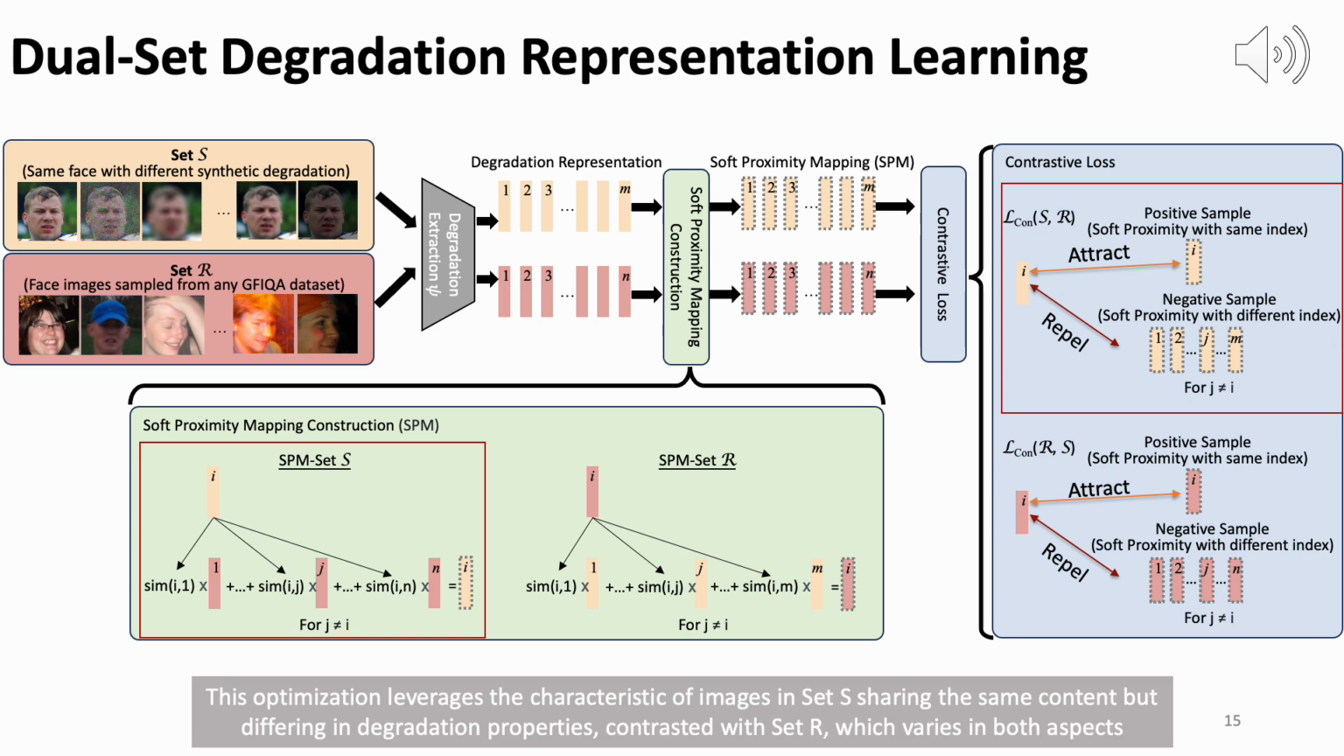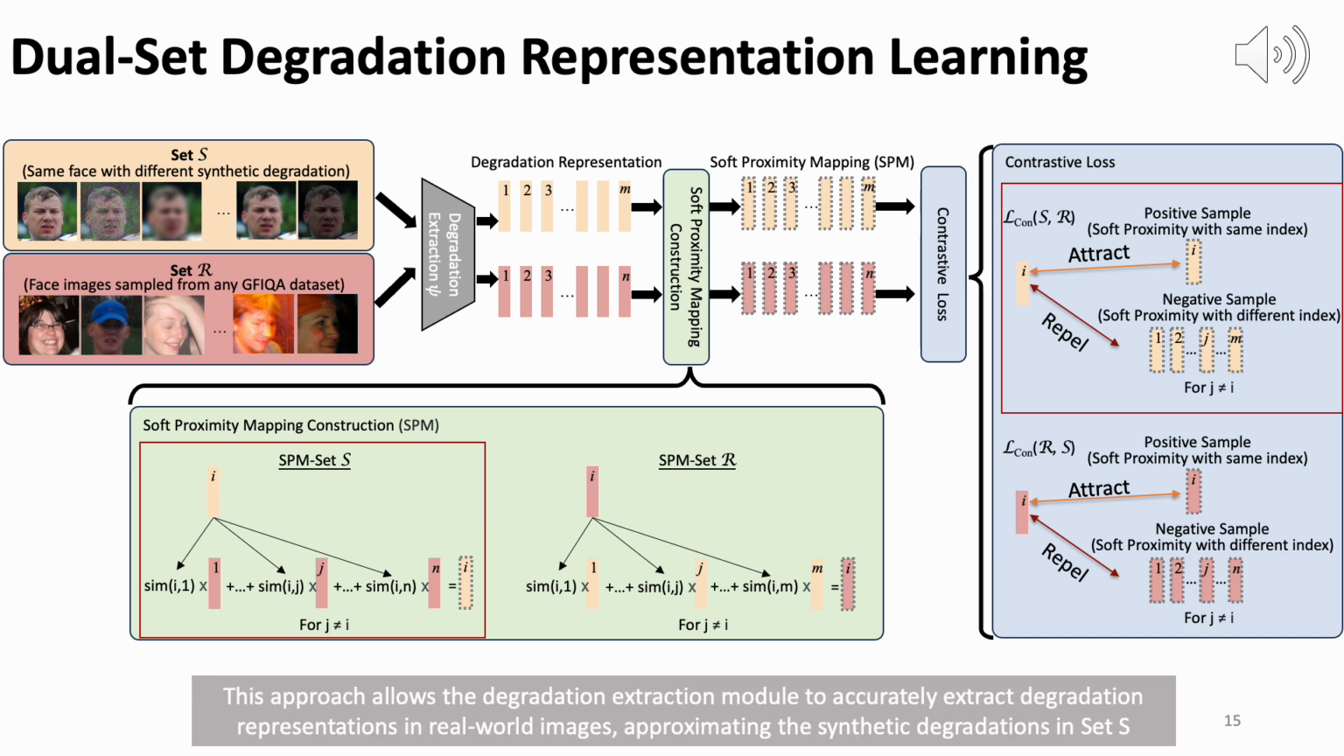This optimization leverages the characteristic of images in Set S sharing the same content but differing in degradation properties, contrasted with Set R, which varies in both aspects. The degradation extraction module is trained to learn a global degradation representation by attracting the extracted representation to its corresponding SPM and repelling it from others. This approach allows the degradation extraction module to accurately extract degradation representations in real-world images, approximating the synthetic degradations in Set S.